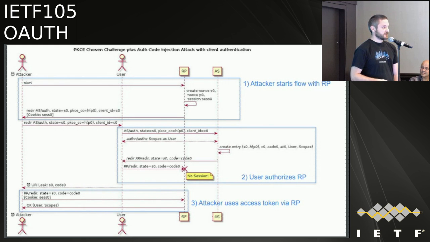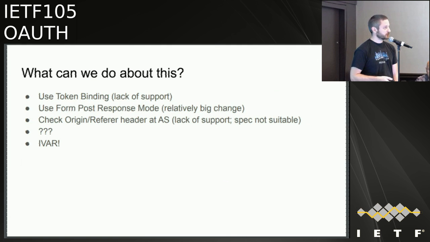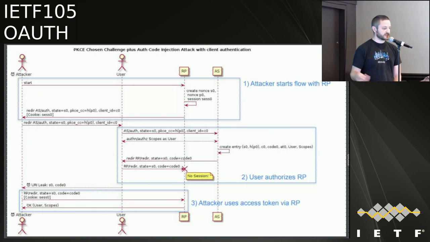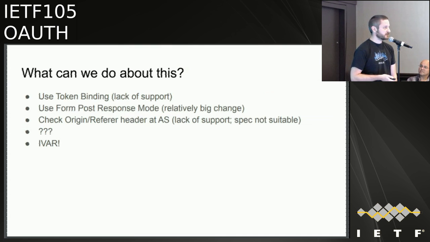So what can we do against that? As it turns out, none of the existing defenses in OAuth help against that. We could use token binding, but there's a lack of support, famously in some browsers. We could use the form post response mode, which would be a relatively big change depending on what your implementation looks like. It's also not suitable for apps. We could check the origin or referrer header at the AS so that the AS would see that the authorization request comes from a different origin. Unfortunately, the authorization request is a GET request, and the fetch specification says that there's no origin header in such a request. And that's essentially the end of the things that we could do.